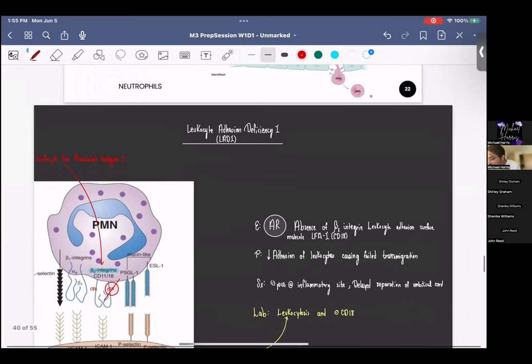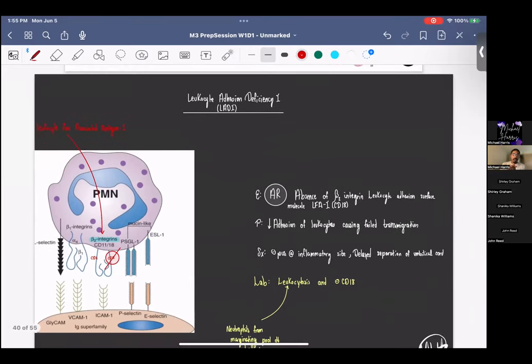Now, here is a condition that can happen because of a failure to have that LFA-1. If you don't have LFA-1, or leukocyte function-associated antigen 1, you don't allow these neutrophils to get tightly bound and enter the tissue. So as a result, do you think you would produce pus if you had an infection? No. And that's the main symptom you get in this disease: no pus.